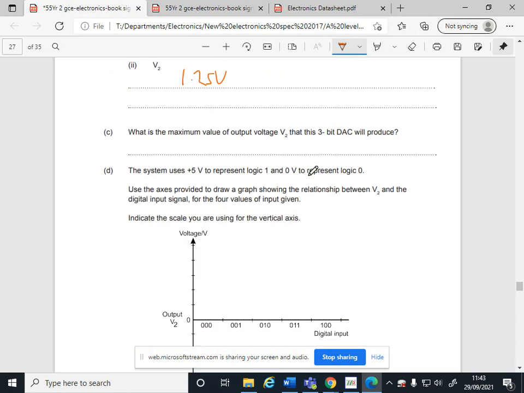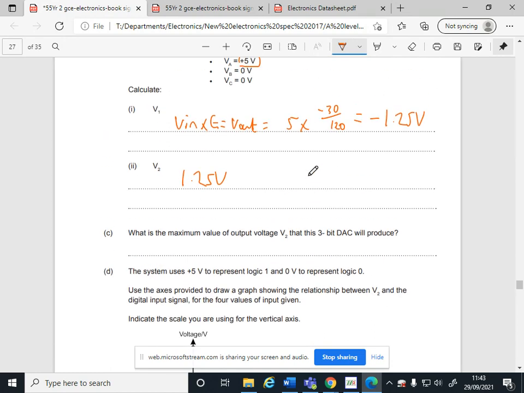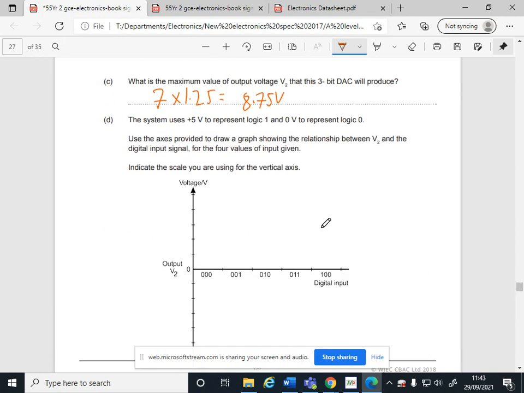What will be the maximum value of V2? Well, it's going to be 7 times 1.25. I hope that makes sense because obviously it's a 3-bit one. So 7 times 1.25 is 8.75 volts.